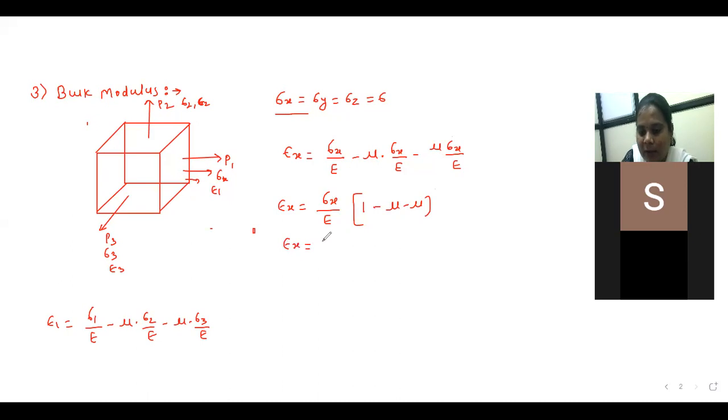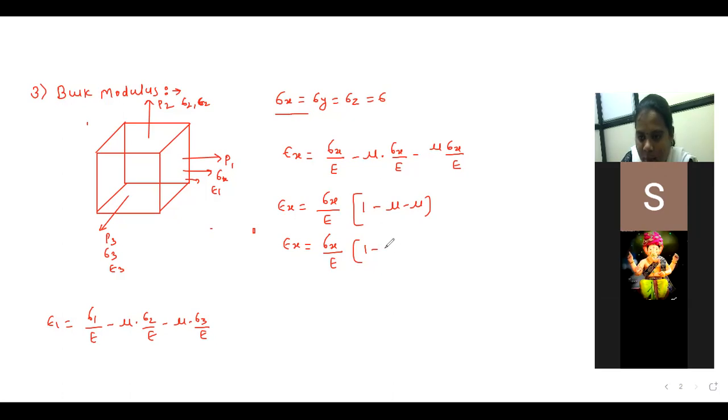Epsilon x is equal to sigma x upon E in bracket. Now you tell me, in the bracket which term is remaining? 1 minus 2 mu. Okay, 1 minus 2 mu. This is our basic equation.